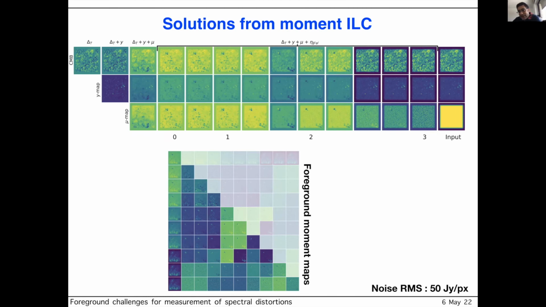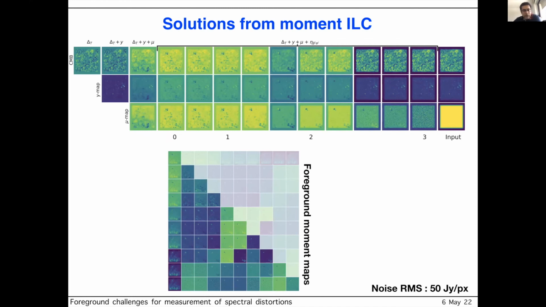By the way, the rightmost plots here show what the injected skies look like, and the ones on the left show what the recoveries are, okay? Now the mu map, as I told you, is a monopole, so it's just constant across this field. You can't quite infer from this whether we are recovering the monopoles or not, but we will come to that in a minute, okay? What we see over here are actually the foreground moment maps.